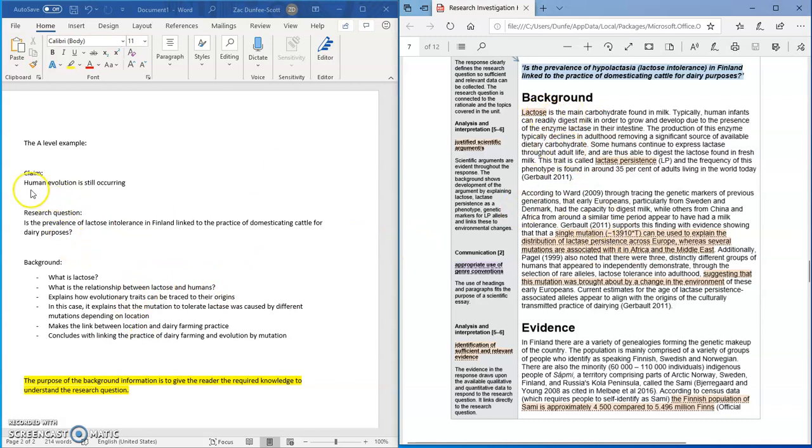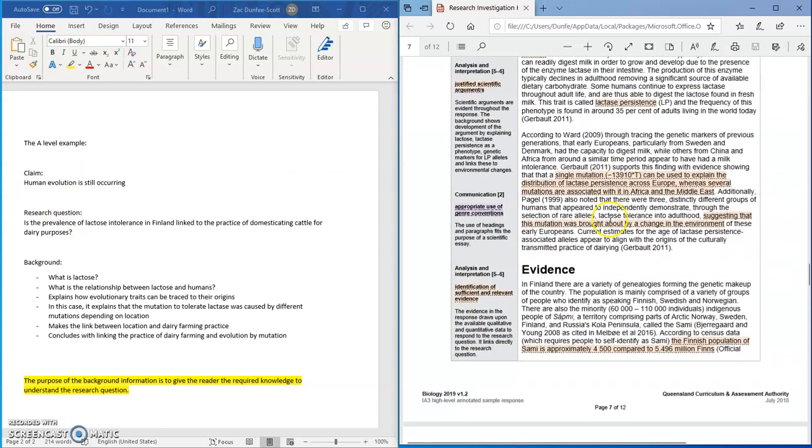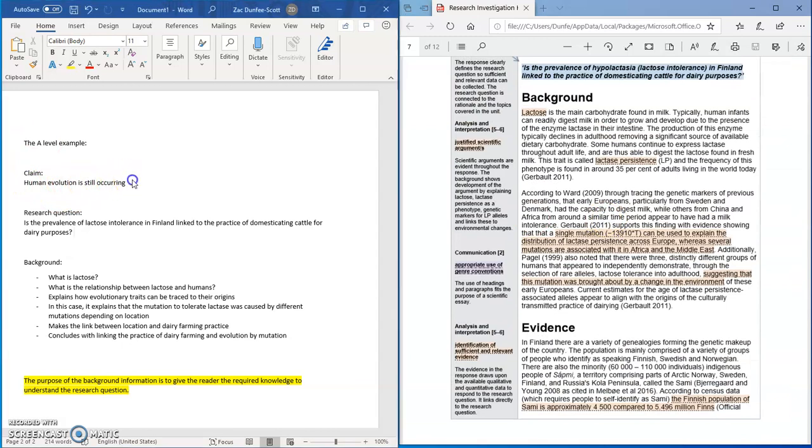Well, hang on first. The claim that it's talking about here is this: human evolution is still occurring. Obviously, this is a completely different assignment to the one you're doing. They've turned that research question into: is the prevalence of lactose intolerance in Finland linked to the practice of domesticating cattle for dairy purposes? So it's saying, how common is lactose intolerance in Finland, and is that linked to domesticating cows for drinking milk? That is the research question. So what they've done in their background information.